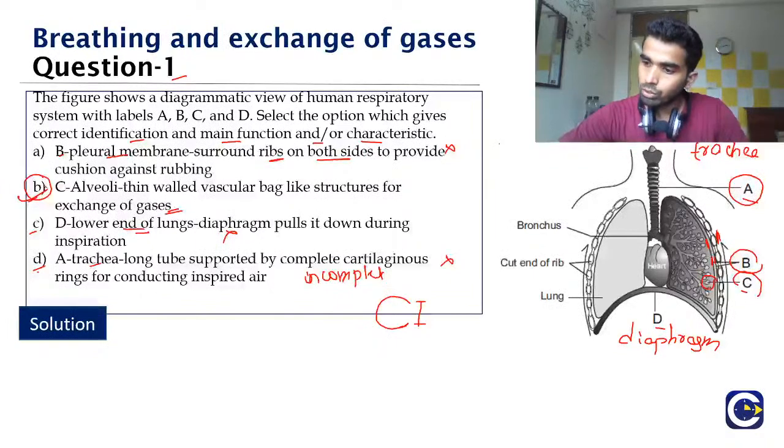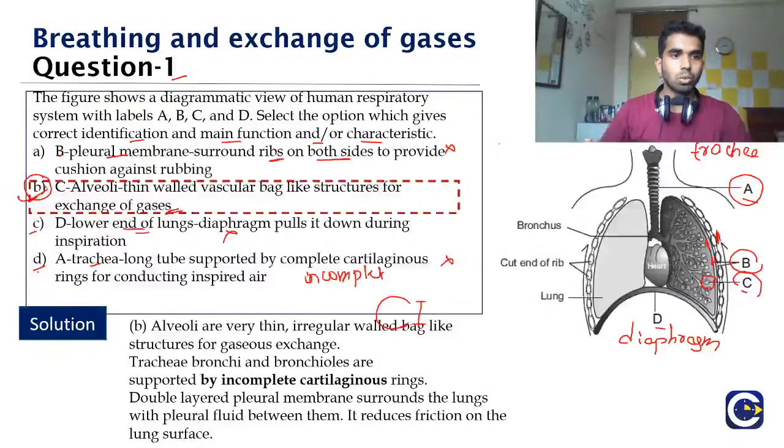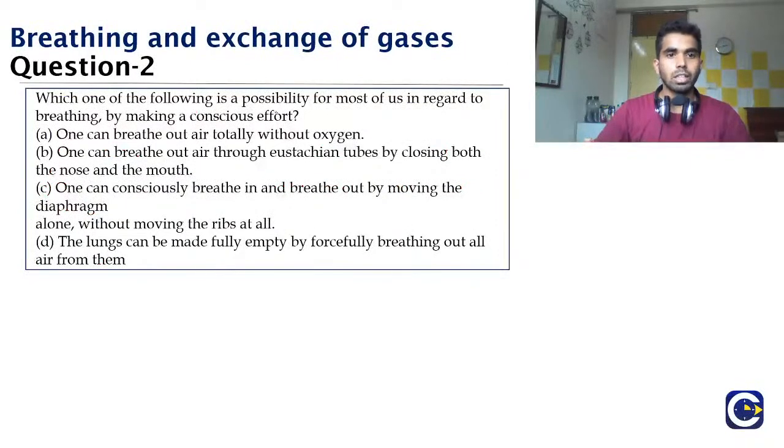Now coming to question number 2. Which one of the following is a possibility for most of us in regard to breathing by making a conscious effort? Option A, one can breathe out air totally without oxygen. Option B, one can breathe out air through the Eustachian tubes by closing both the nose and the mouth. Option C, one can consciously breathe in and breathe out by moving the diaphragm alone without moving the ribs at all. And option D, the lungs can be made fully empty by forcefully breathing out all the air from them. So what will be the answer for this question? So here we are basically talking about the mechanism of breathing.